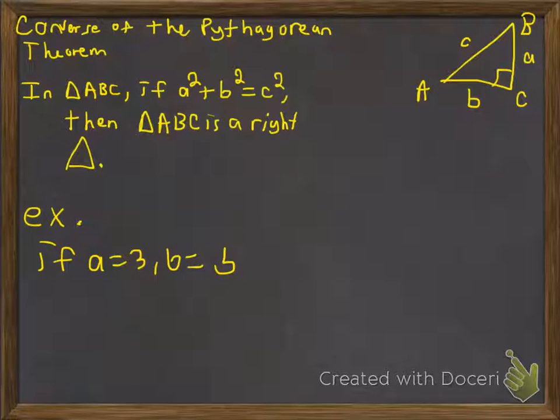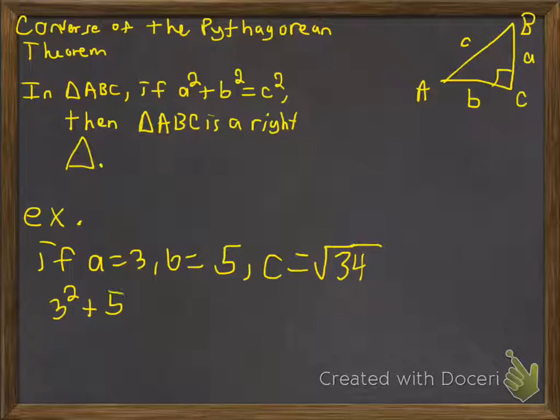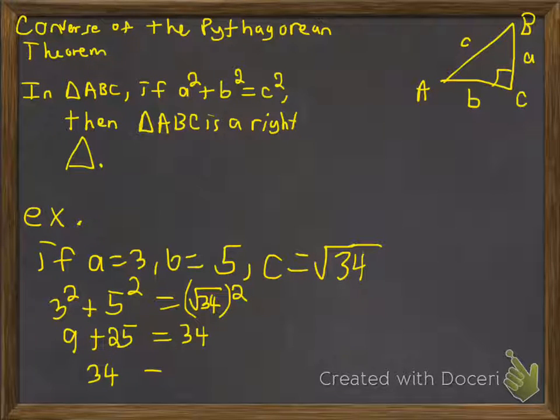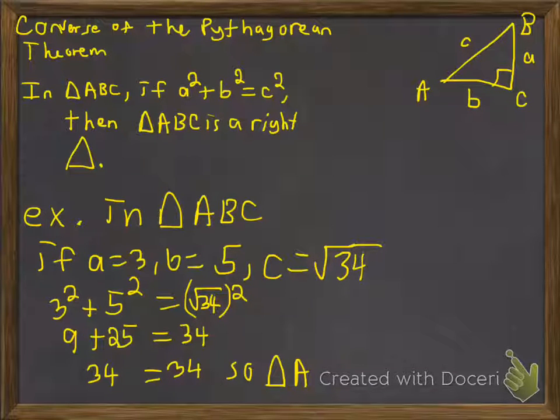If a equals 3, b equals 5, and c equals square root of 34. Go ahead and take the smaller sides and square them. So 3 squared plus 5 squared, 9 plus 25, and we get 34. Okay, so that's the left side, the a squared plus b squared side. Now do c squared. Square root of 34 squared is 34. We get 34 equals 34. So the left side is equal to the right side. We can conclude that triangle ABC is a right triangle.